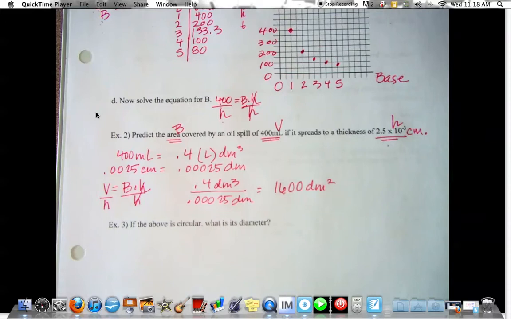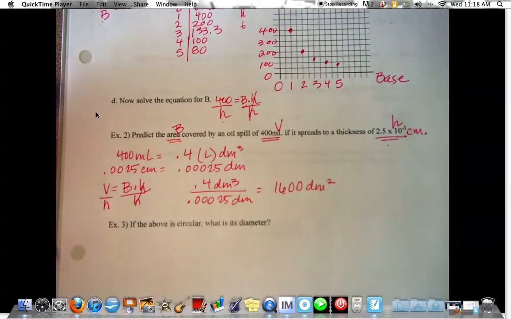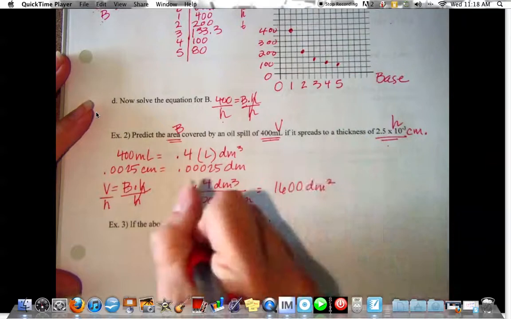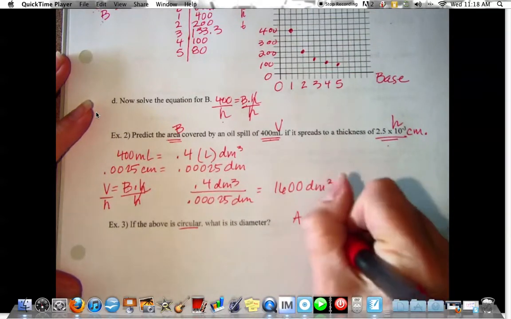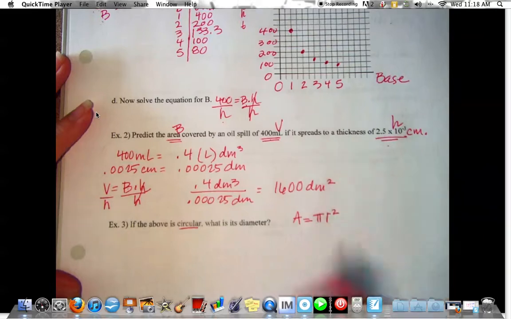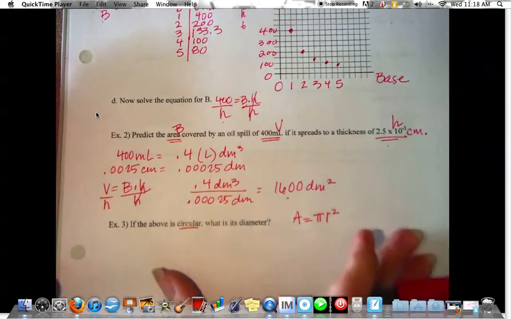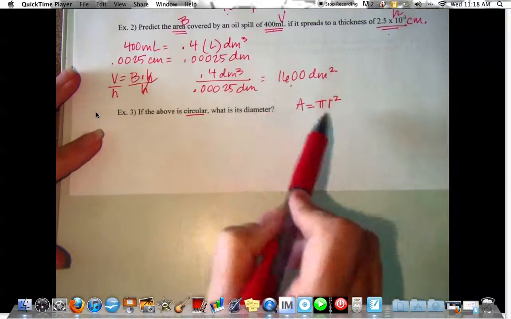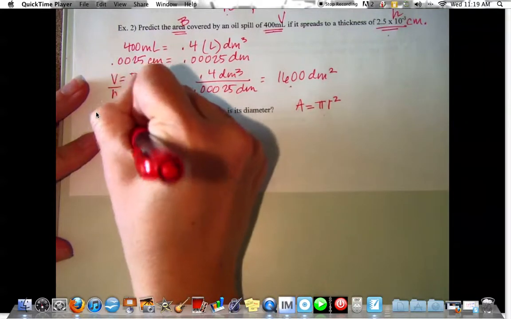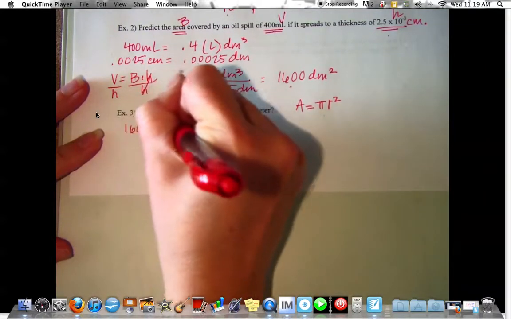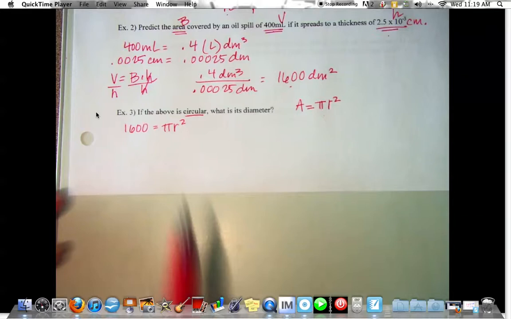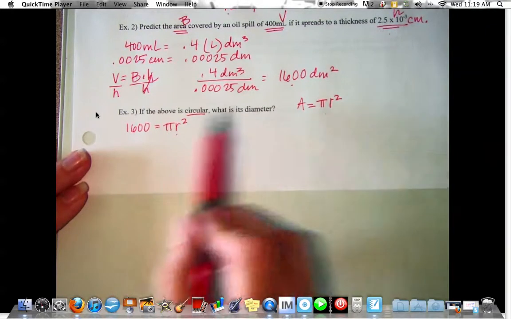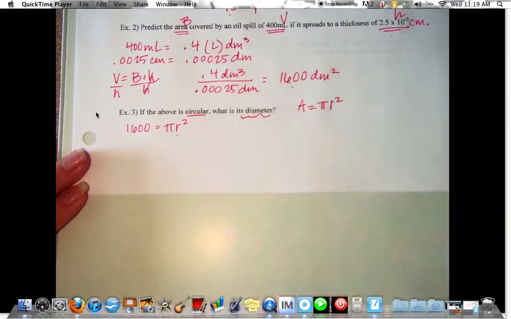If the above is circular, what is its diameter? So, circles have an area in the form of pi r squared. And we just found the area right here. So we're going to substitute the 1,600 into the formula. 1,600 equals pi r squared. So we need to solve for the radius because it has a relationship with the diameter, for us to find the diameter.